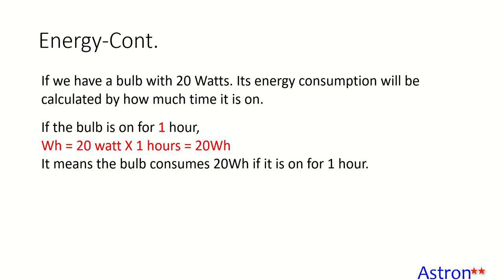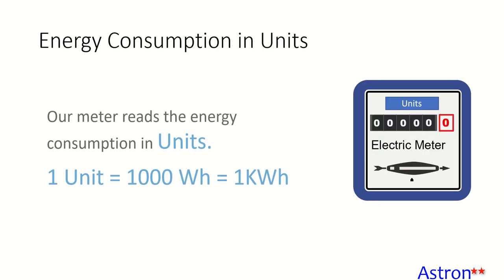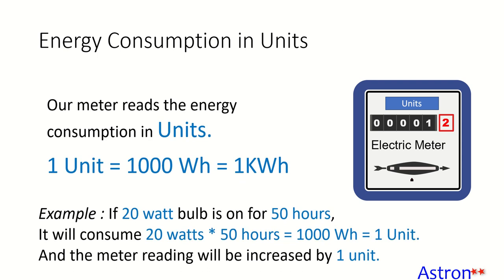So if we take the example of a 20 watt bulb, if that bulb is on for 1 hour, it consumes 20 watt hours. If the same bulb is kept on for 50 hours, it will consume 1000 watt hours of energy, and that is the energy for which we will be charged. So we can see that as wattage increases, its energy consumption will increase over the period.